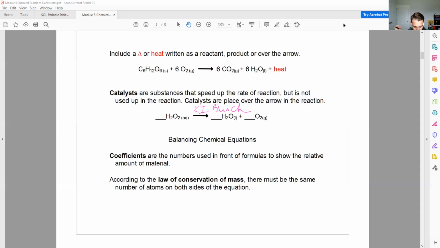And then the last thing for this one is balancing chemical equations. Now this is very simple. Like I said, those coefficients are the numbers in front used to show the relative amounts of the material. And according to the law of conservation of mass, there must be the same number of atoms on both sides of the equation, and that's why we have to balance our equations.